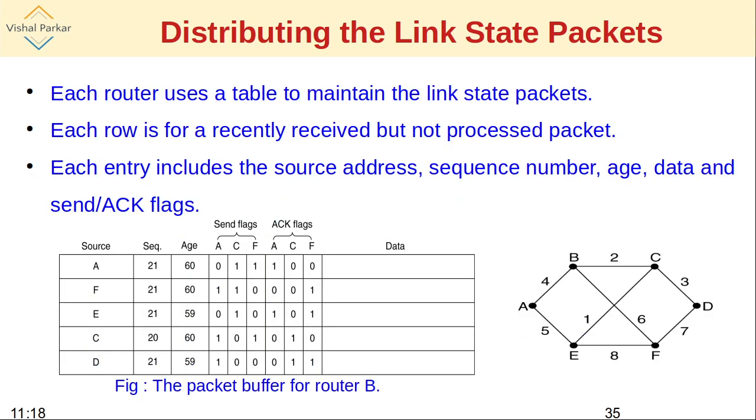Now, for the distribution phase, each router uses a table to maintain the link state packets, as shown in the figure here. Each row is for a recently received but not yet processed packet. The packet buffer for router B is shown in this table, where each entry includes the source address, like from which other router it has come. The first entry is for the packet which is received from A. The second entry is the sequence number for that link state packet. The third entry is for age.